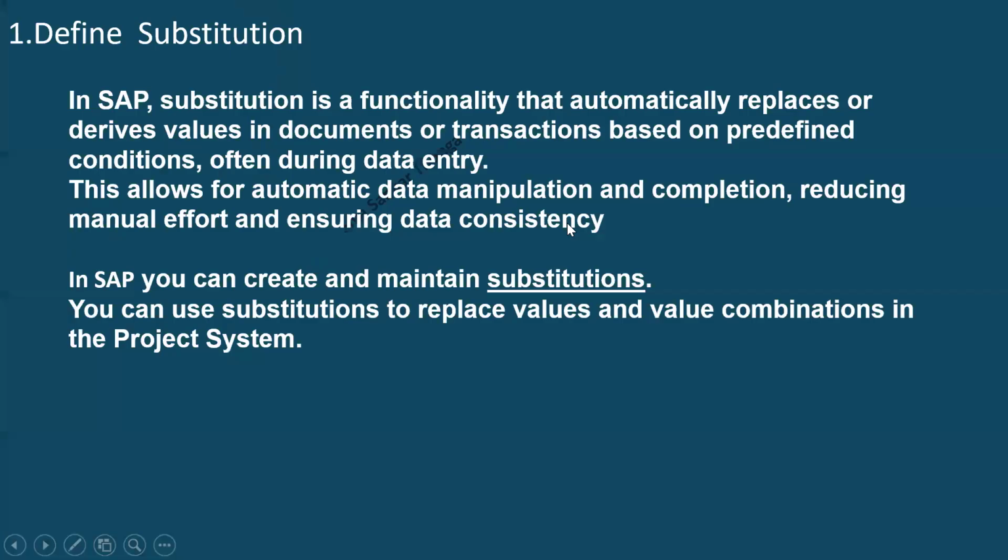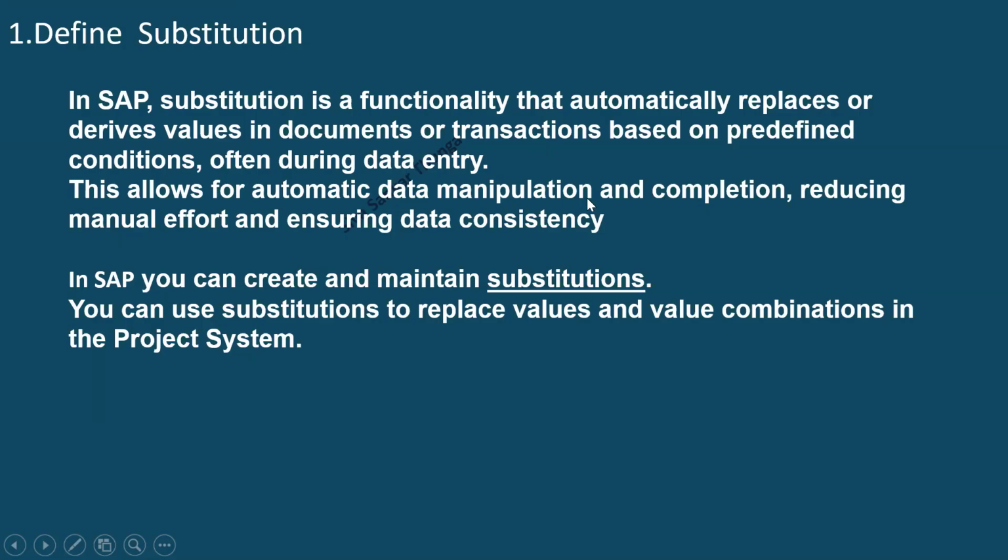We will move with the definition of substitution. In SAP, substitution is a functionality that automatically replaces or derives values in documents or transactions based on predefined conditions, often during data entry. The same thing I explained generally in layman's language, right? It is just used to replace the values or fill the values automatically, just like a Google form. This substitution will fill the value based on the prerequisite that is met.